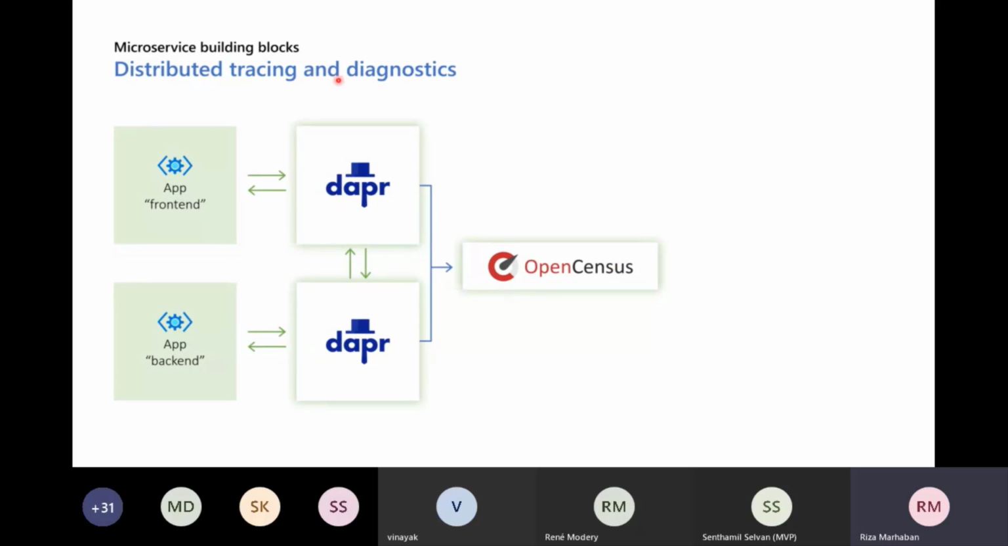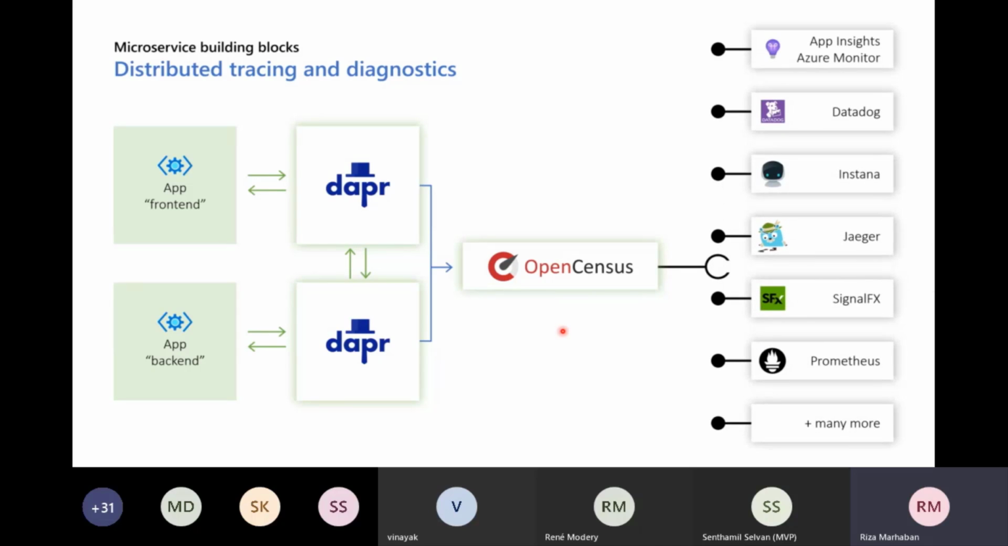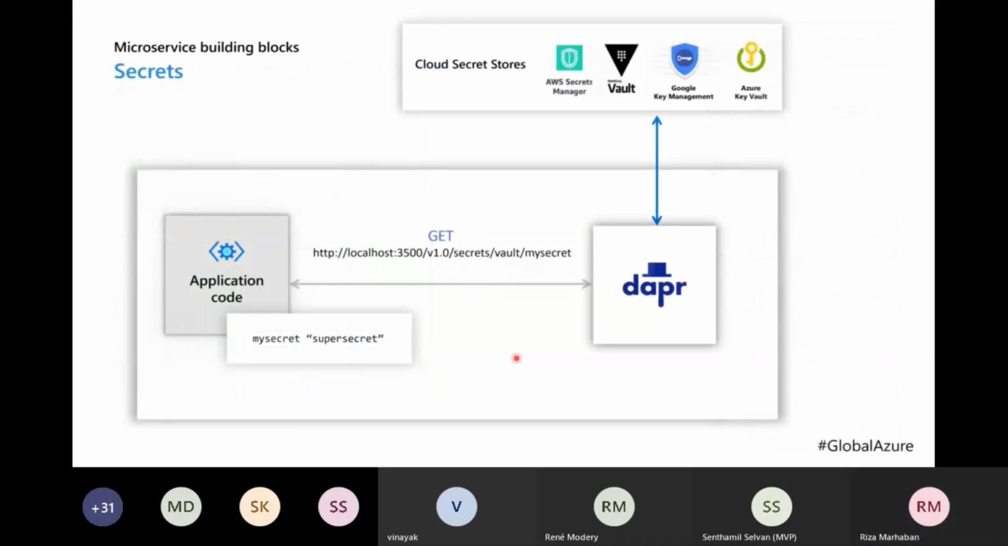And then distributed tracing, for example, for diagnostics. When the application is running, Dapr can spit out statistics for you to capture, trace, and many more. You can even send them to Azure, for example App Insights in Azure Monitor, and Sentinel, everything, using distributed tracing.